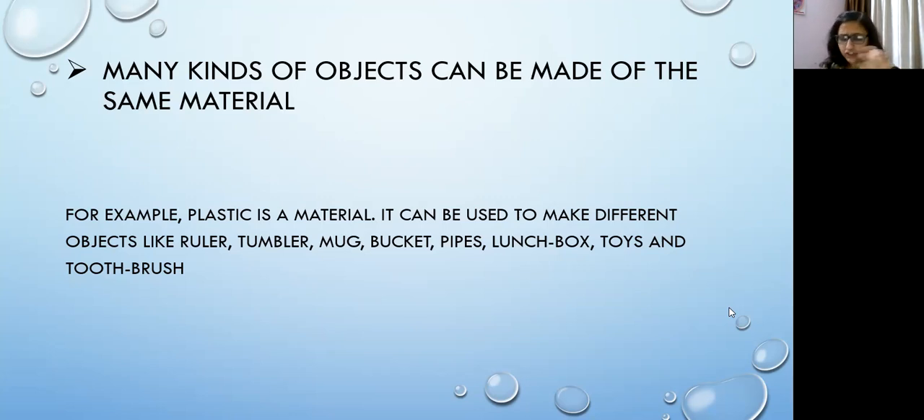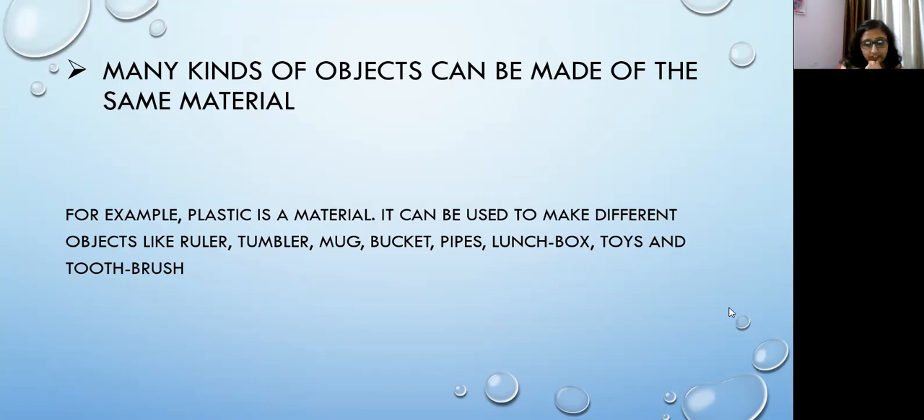Okay, so what objects can be made of this wood? Chair, table, doors, windows, the bookshelf, book rack, you can say, almirahs and cupboards, many things can be made. Similarly, if I talk about paper, what all can be made from it? Paper is again a material. So what objects can we make using this paper? We can make books, notebooks, newspaper, calendars, envelopes. So these all can be made using paper.